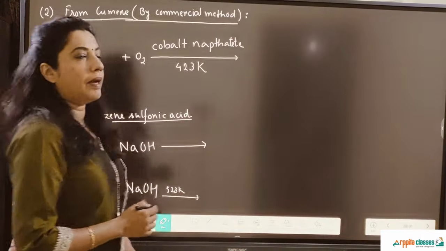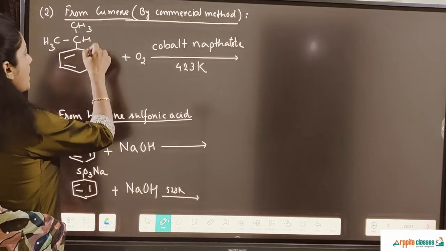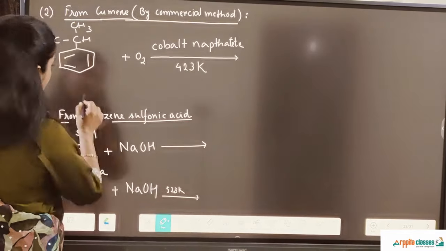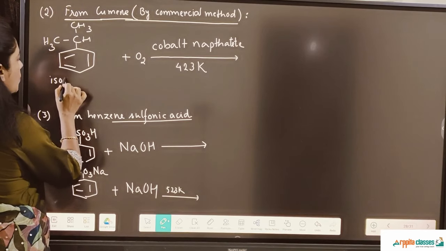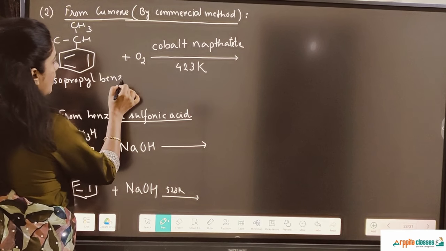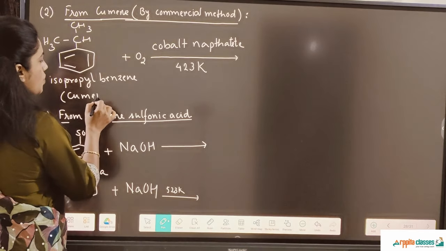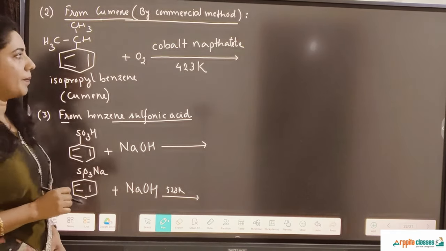Okay, so this is the first method, preparation of phenol from chlorobenzene, which is also called Dow's process. Second method is a commercial method of preparation of phenol, which is done from isopropyl benzene. This compound is called isopropyl benzene. The other name of this compound is cumene. This is also known as cumene. This is a common name.